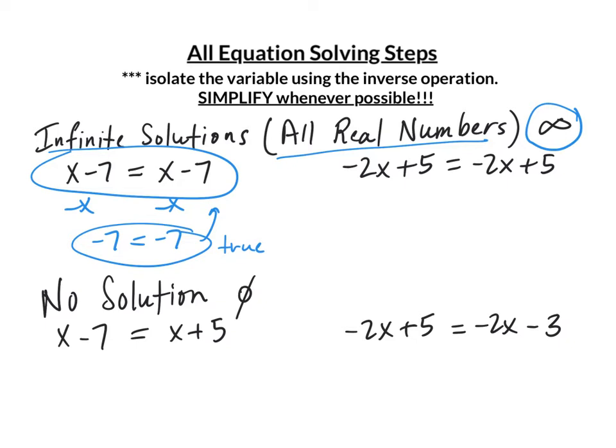So if you look at the equation to the right, negative 2x plus 5 equals negative 2x plus 5. Again, they're exactly the same. Any number I plug in for x is going to produce the same values on the left and the right side of the equation. They're always going to be equal. And so any number I plug in works. The answer is all real numbers, or they're infinite solutions.